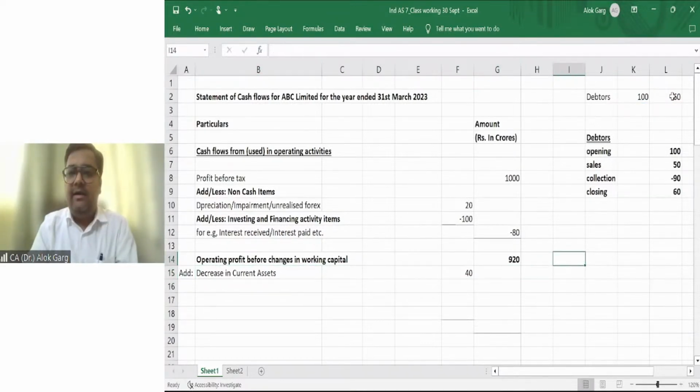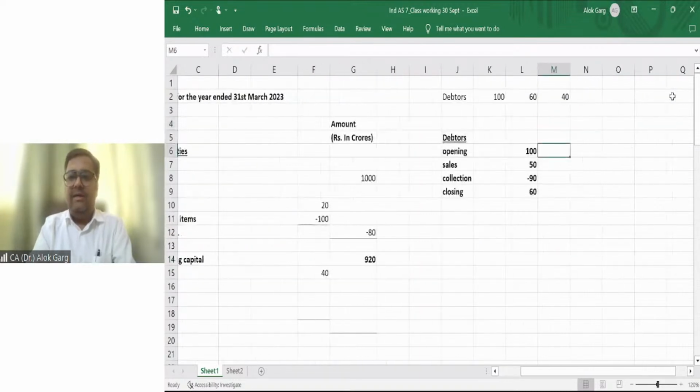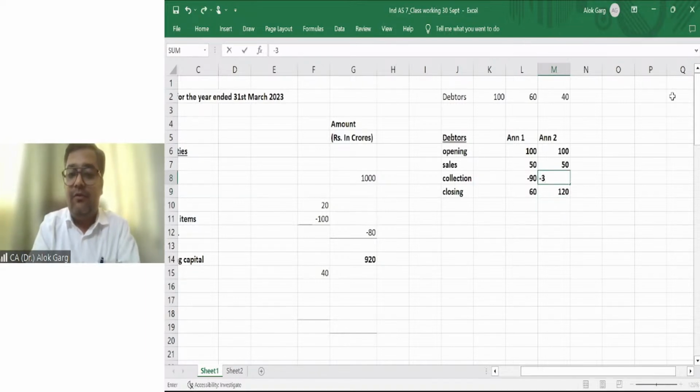Vice versa, and I'll call it annexure 1. Okay. And I'll take another example to explain, and I'll call it annexure 2. For example, the opening was 100 crore, the sales was 50 crore, but this debtor became 120 crore at the end. What does it mean? It means there is a collection of only 30 crores, right?